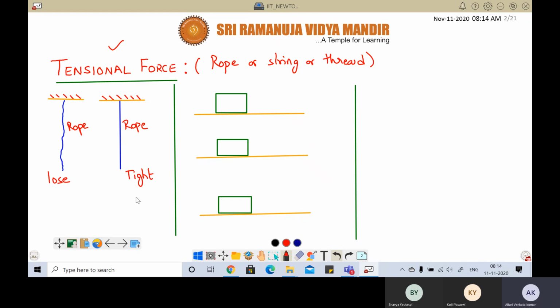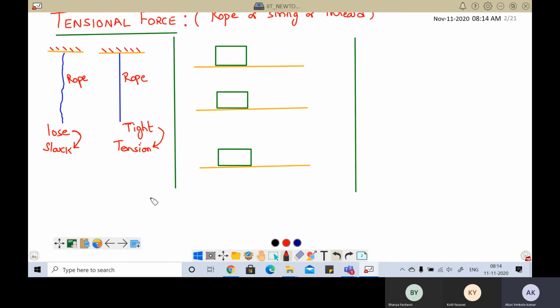This rope is loose, so it is also called slack, whereas this one is tight, so there will be tension. There will be some tension in this string, whereas in the loose one there is no tension. So loose ropes won't have tension, whereas tight ropes will have tension. This is the first point.